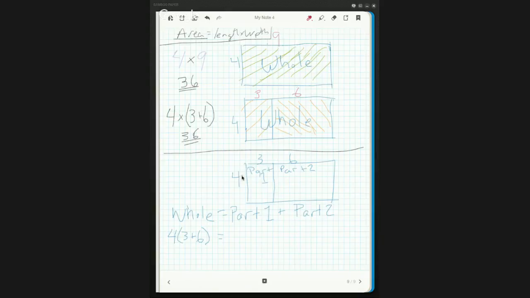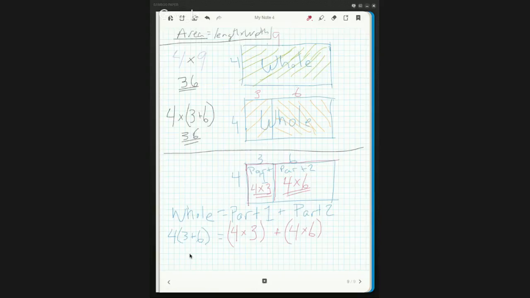How big is part 1? If it's the length times the width, this is 4 times 3, because the length of this thing is 4 and the width, if you will, is 3. So we have 4 times 3. Similarly, we can look at the length and the width of this part, and so this is 4 times 6. So our part 1 is 4 times 3, and our part 2 is 4 times 6.